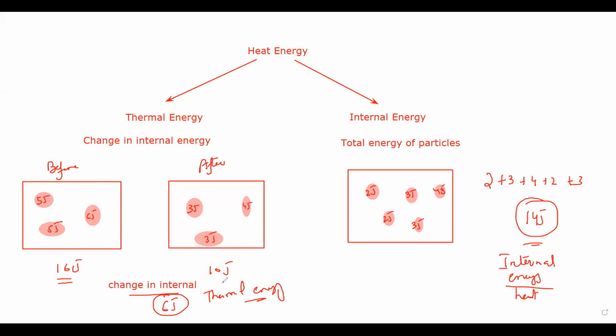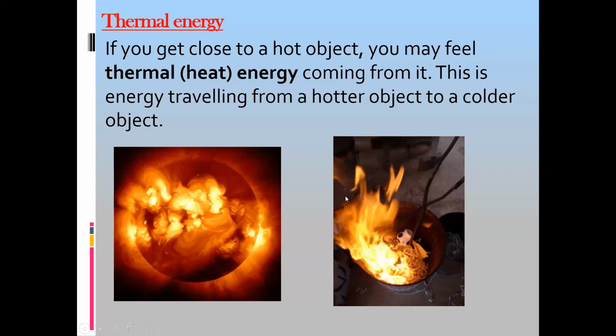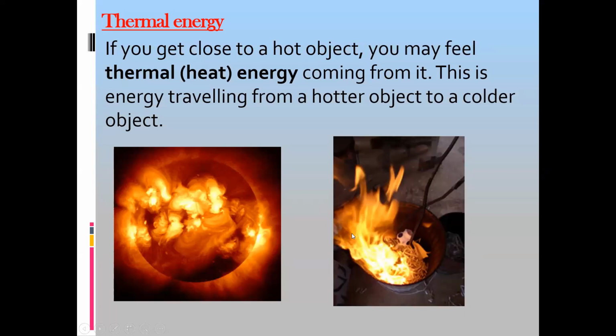When the object's internal energy decreases, it will release energy, and if internal energy increases, it will absorb energy. So internal energy is the stored one, and thermal energy is what is transferred to or from the surroundings. For example, when we are burning trash, which form of energy will it have? It will have thermal energy, or you can also say heat energy.